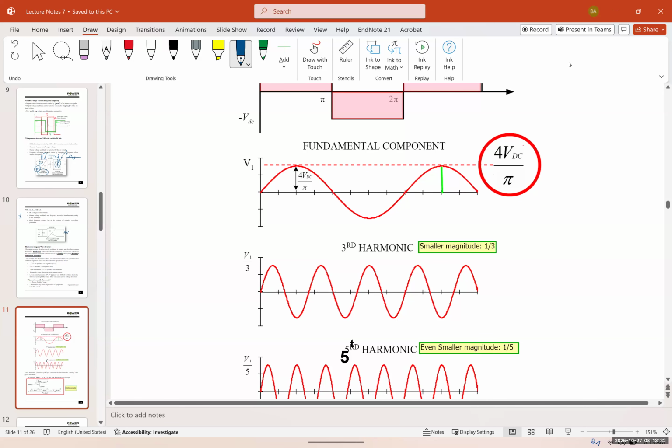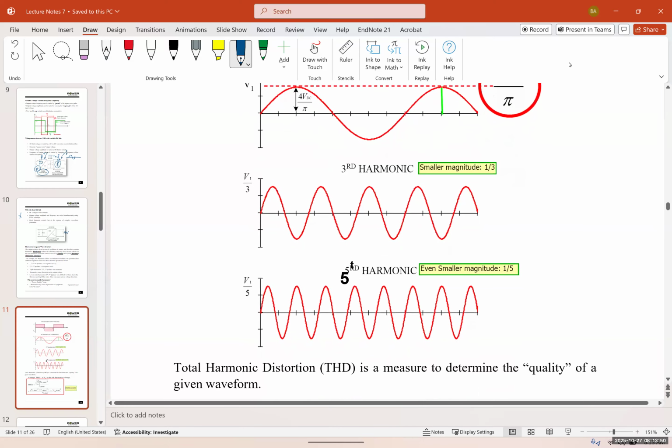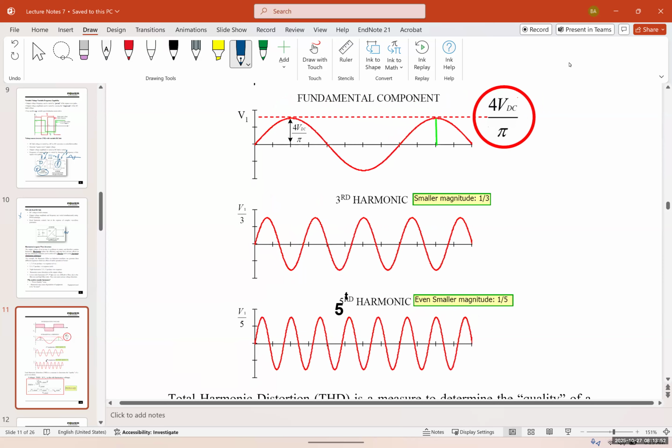But the thing we are interested in is just the fundamental component, which is the sinusoid signal. The rest of the harmonics are going to cause problems. They're going to reduce efficiency, and they are going to create what we call a knocking effect in the motor and create degradation. So that's the first harmonic.